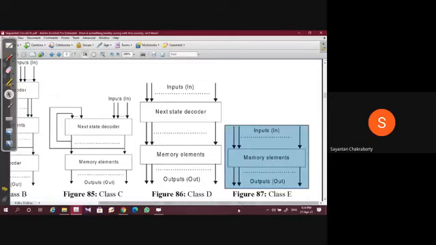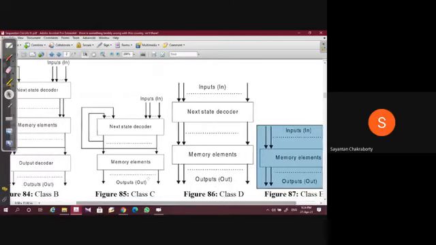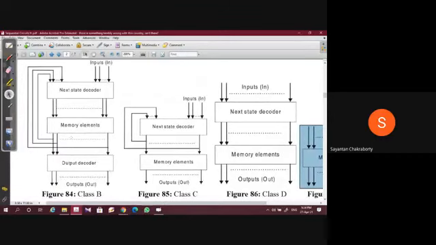Right? So if you go by the nature of the circuit, from E to D, obviously D will be more complex, C will be more complex since it involves a feedback, B will be even more complex because it has this output decoder, and similarly A will be much more complex or equivalent to class B. So in this order, starting from E, D, C, B, we will have more and more, I should not say complex, but involved circuits or sequential circuit models. So these are the classifications of general sequential circuit models.